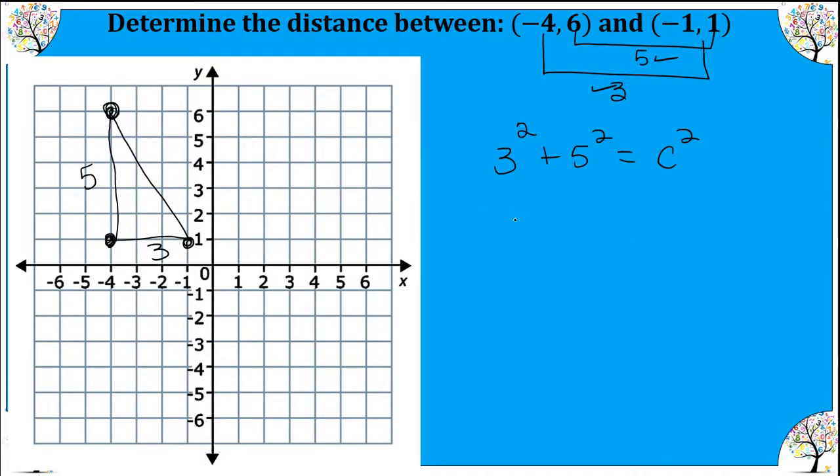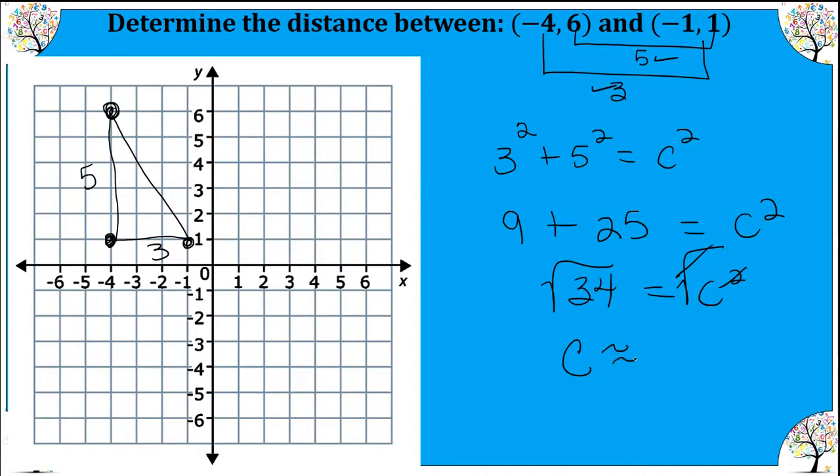So let's square our legs. Let's combine them together and then take the square root to isolate c. So c is going to be almost 6, but not quite. It is going to be 5.8.